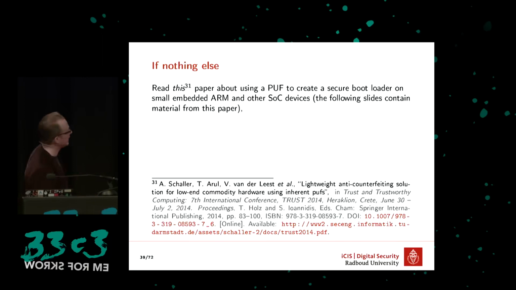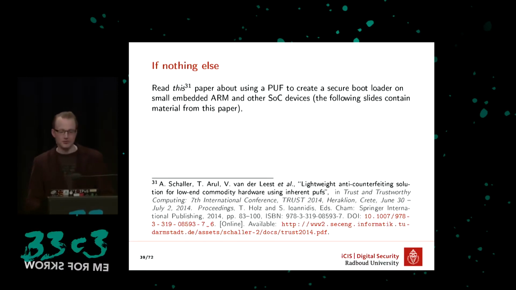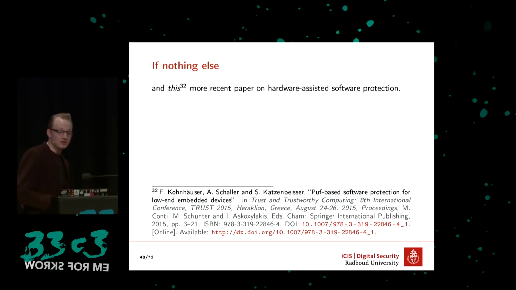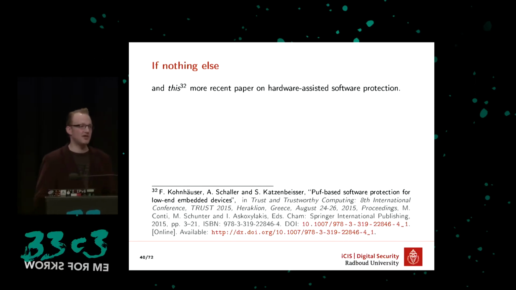That's on slide 39. It's called Lightweight Anti-Counterfeiting Solution for Low-End Commodity Hardware Using Inherent PUFs. And preferably you also read this related one, PUF-based software protection for low-end embedded devices. Don't be fooled by the terms IP protection and license model. This is a secure boot environment. You want it in your Raspberry Pi, for instance. I don't know whether Raspberry Pis have it. That's for you to find out.